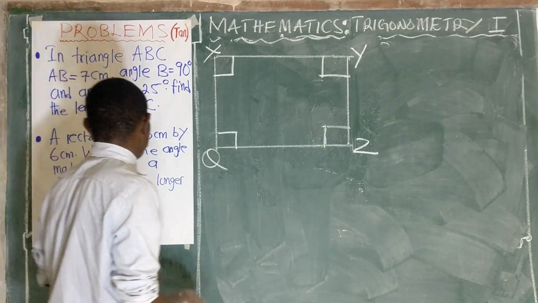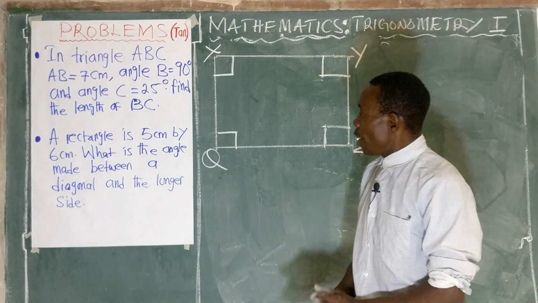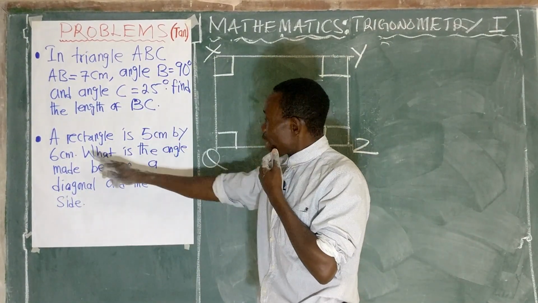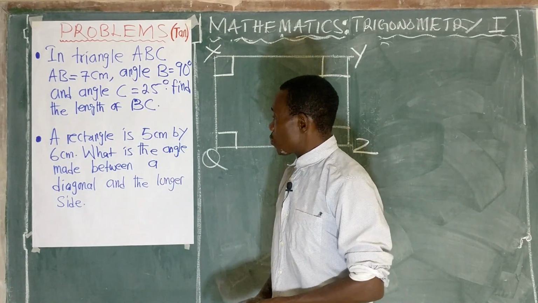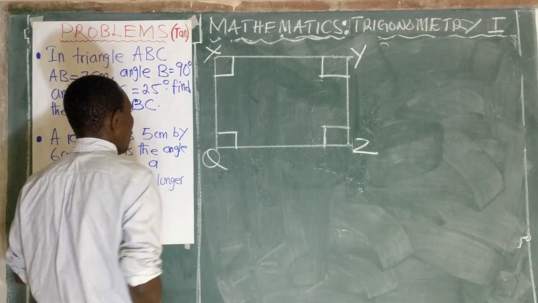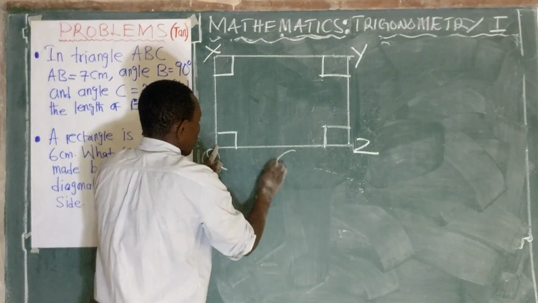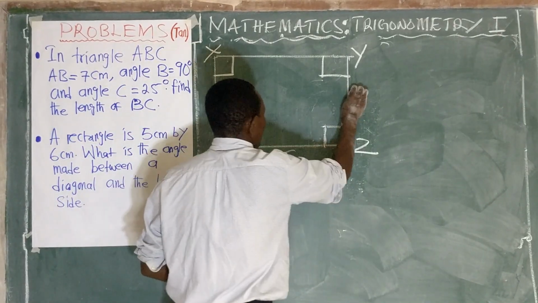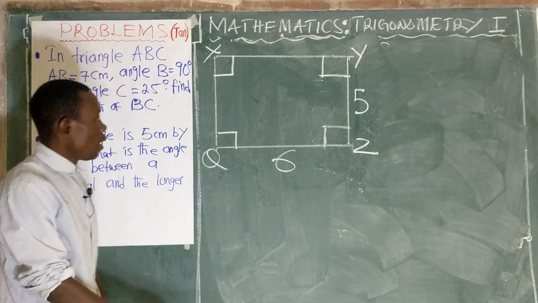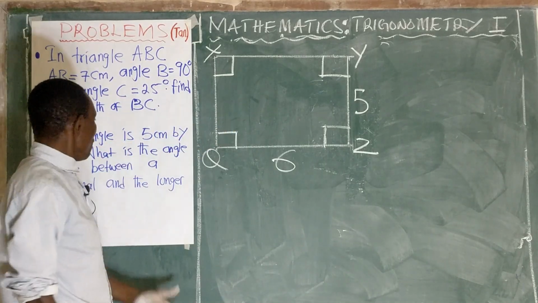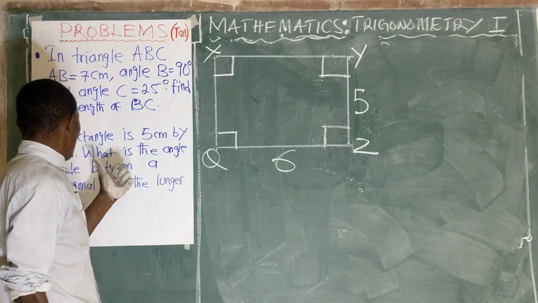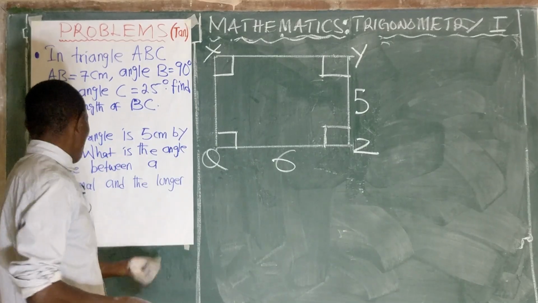Now this rectangle is 5 centimeters by 6 centimeters. It means the 2 sides are defined, one being the width and the other the length. The longest side is defined as the length. Let's consider this one as 6 and this other one as 5 centimeters, the shorter side. So this is a rectangle. Our question is the angle made between the diagonal and the longer side.